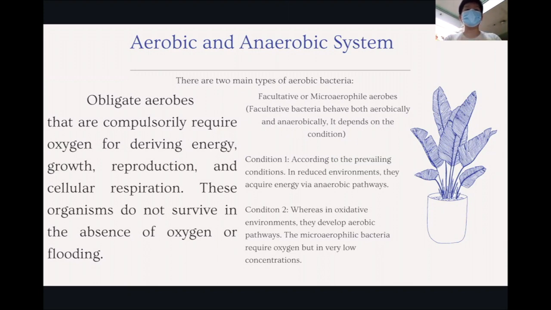They compulsorily require oxygen for deriving energy, growth, reproduction, and cellular respiration. These organisms do not survive in the absence of oxygen or flooding. The second type will be the facultative aerobes. It behaves both aerobically and anaerobically, depending on the condition. For the first condition, in a reduced environment, they acquire energy via the anaerobic pathway. For the second condition, in an oxidative environment, they develop the aerobic pathway.